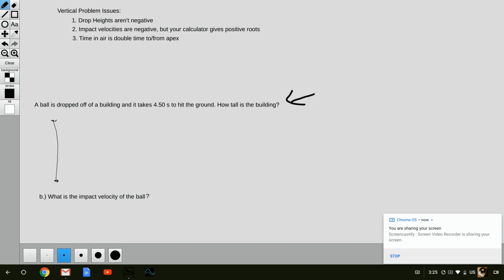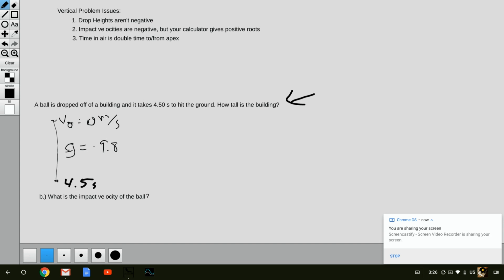What we know is that at the bottom it's 4.5 seconds, and the acceleration is due to gravity. That's negative 9.8. And we know our initial velocity is going to be 0. Sorry, guys, I can't seem to get my pen to work properly.